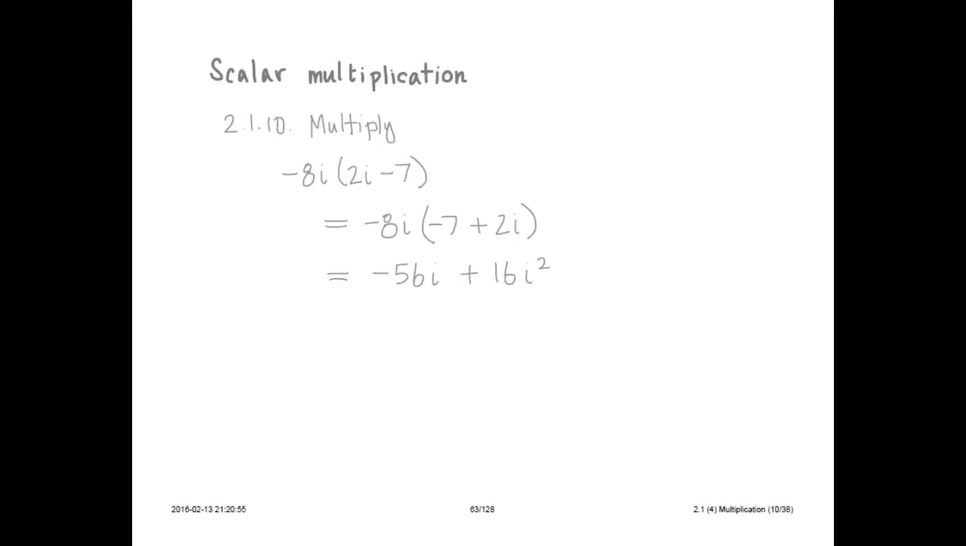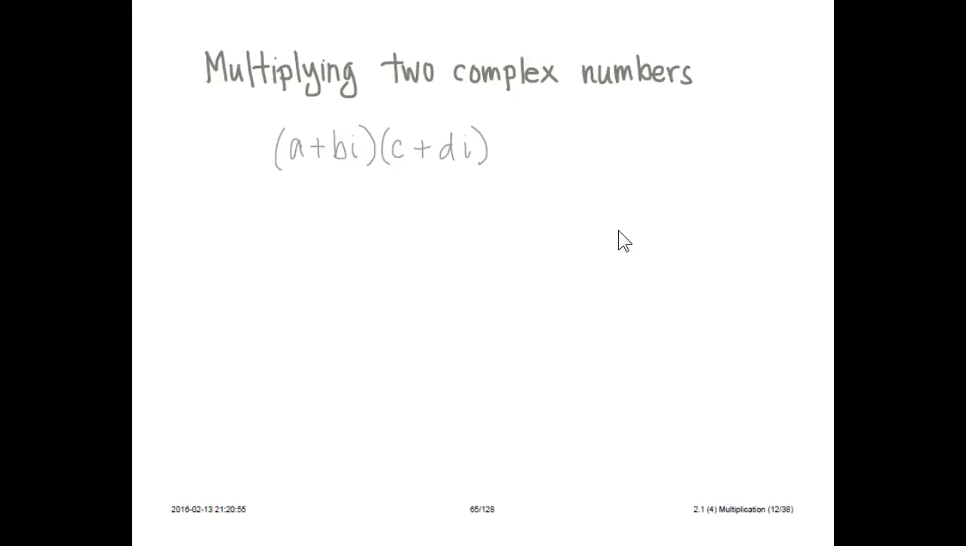Okay. Holy moly, I have an error there, don't I? That should say positive 56i and negative 16i squared. Yikes. Well, if I had it correct, it would have been that. Let's pay no attention to the man behind the curtain and go on to multiply two complex numbers.